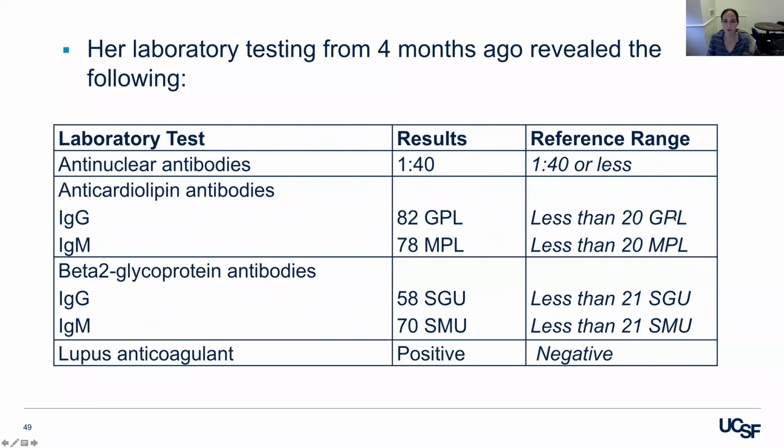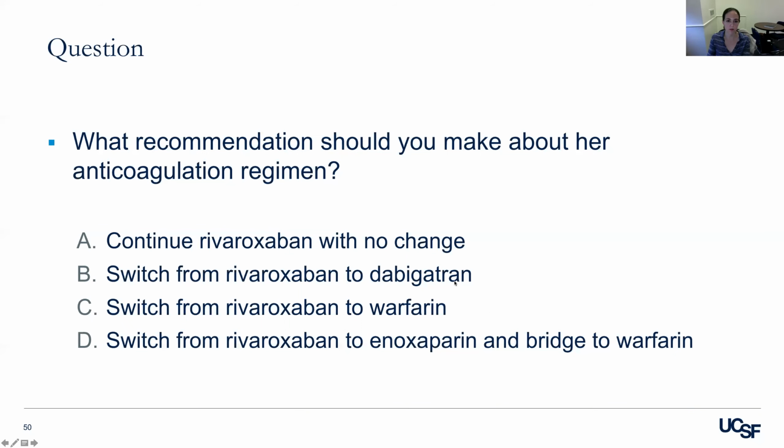So her lab testing from 4 months ago revealed the following. Focusing here on her antiphospholipid antibody, she has high titers of both anticardiolipin IgG and IgM, as well as beta-2 glycoprotein IgG and IgM, and is positive for the lupus anticoagulant. So she would be considered triple positive. So what recommendation should you make as her rheumatologist about her anticoagulation regimen? Would you continue her rivaroxaban without change, switch her from rivaroxaban to dabigatran, switch her from rivaroxaban to warfarin, or switch her from rivaroxaban to enoxaparin and bridge to warfarin?